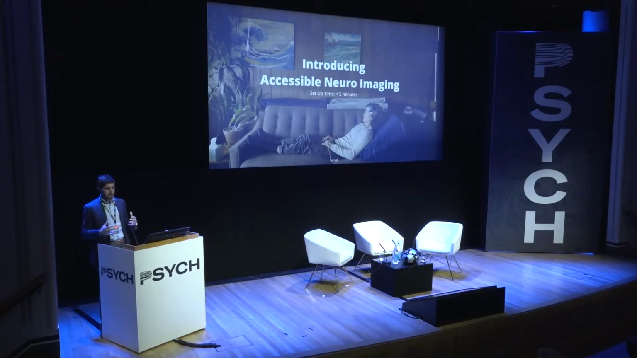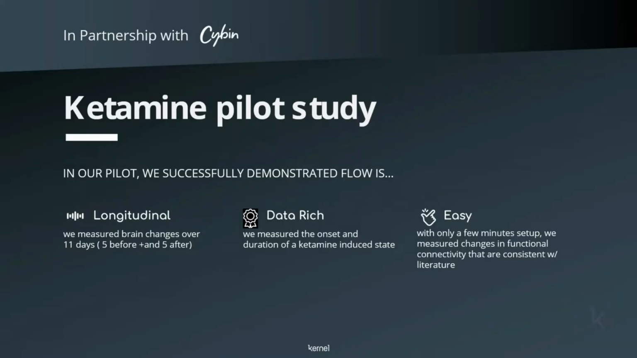So a little context about the study with Cybin. We're doing a 15 participant placebo-controlled study on ketamine to look at, one, can Kernel Flow safely be used during a ketamine trip? And two, can we measure a neuro effect in response to the dose? And I'll share with you kind of high level what we see.